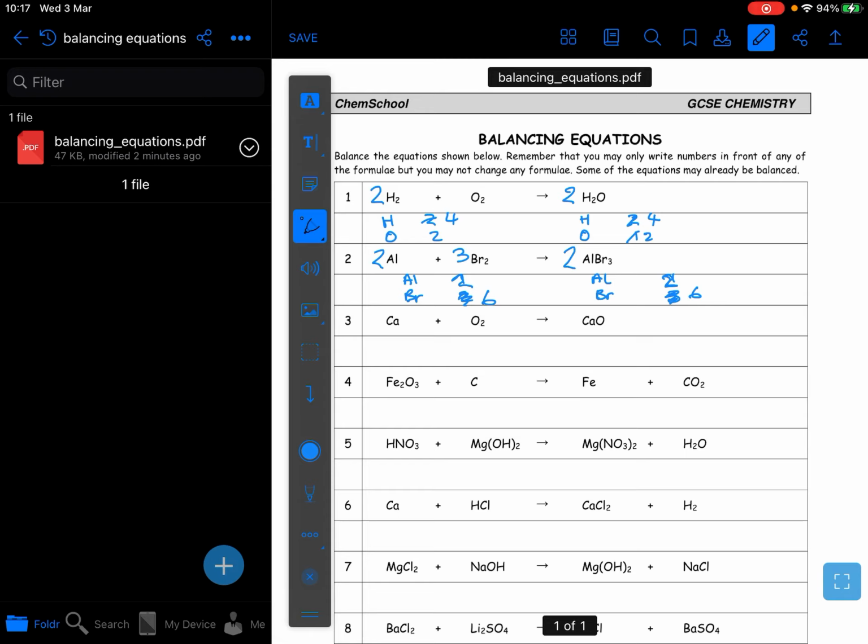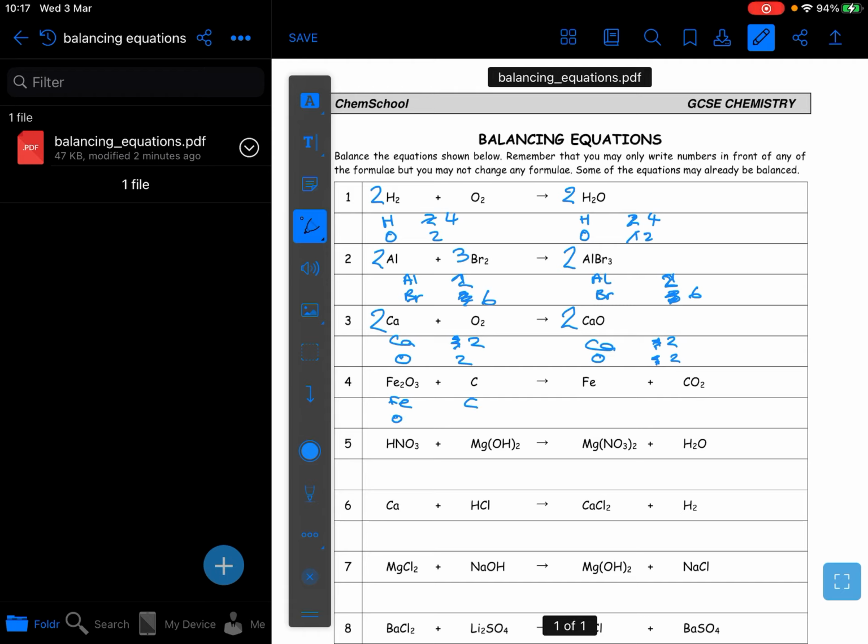Okay, next one. Calcium, oxygen, 1, 2, 1, 1. Okay, so right hand side we need 2 oxygen. Let's put a big 2 in front of it. So we've now got 2 oxygen and 2 calcium. On the left hand side we therefore need 2 calcium. So we put a big 2 in front of it. Check it. 2 calcium, 2 calcium, 2 oxygen, 2 oxygen. Lovely jubbly.